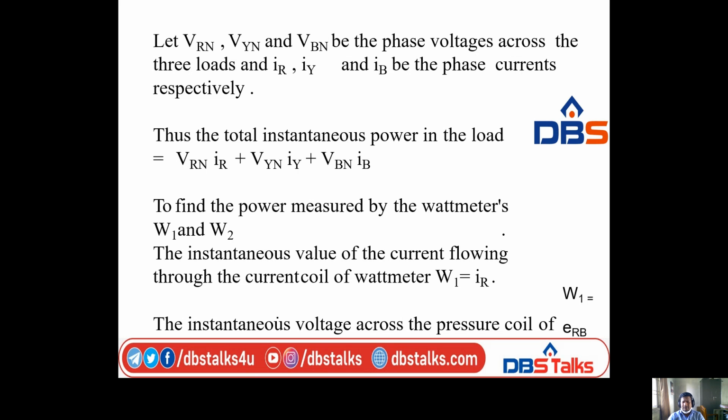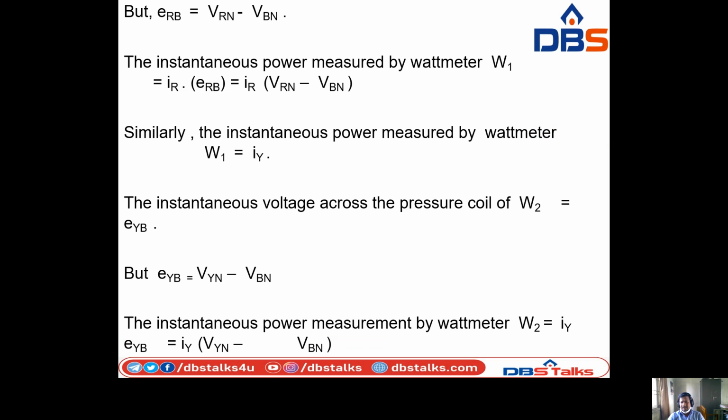To find the power measured by wattmeters W1 and W2, consider the instantaneous current flowing through the current coil of wattmeter W1, which is IR. The instantaneous voltage of the pressure coil of W1 is ERB, and ERB is equal to VRN minus VBN. The instantaneous power measured by W1 is IR into ERB, that is IR into (VRN minus VBN).